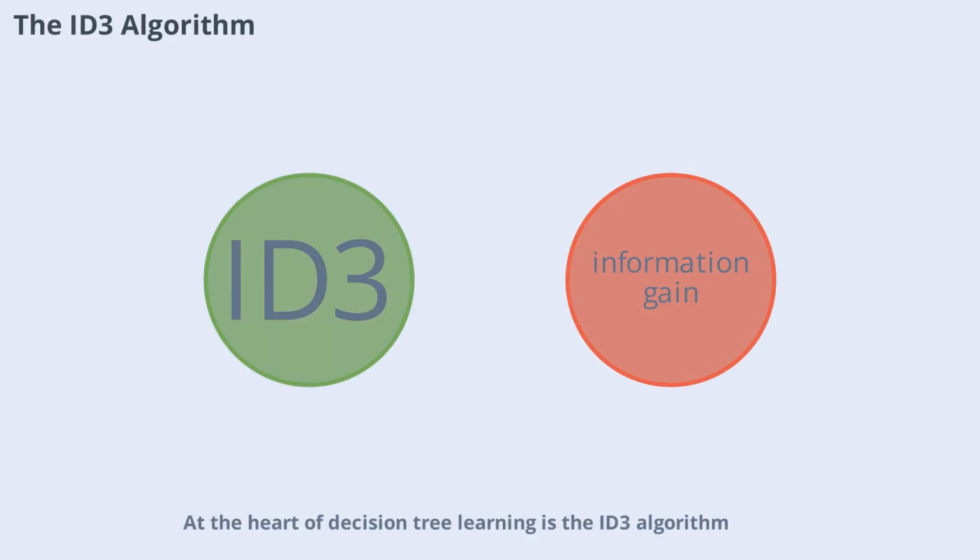At the heart of decision tree learning is the ID3 algorithm. ID3 constructs trees top-down by selecting the attribute that best classifies the training examples at each step. It starts with a root node and recursively splits the data based on the attribute with the highest information gain. This greedy approach continues until the tree perfectly classifies the training examples or all attributes have been used. ID3's simplicity and effectiveness have made it a foundational algorithm in machine learning.